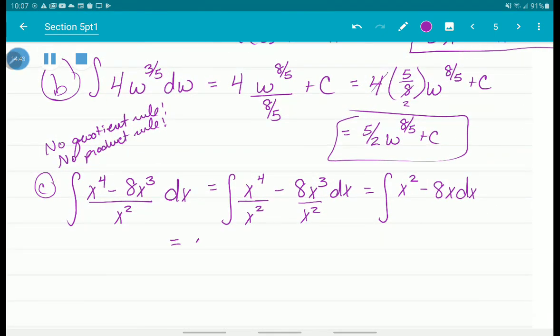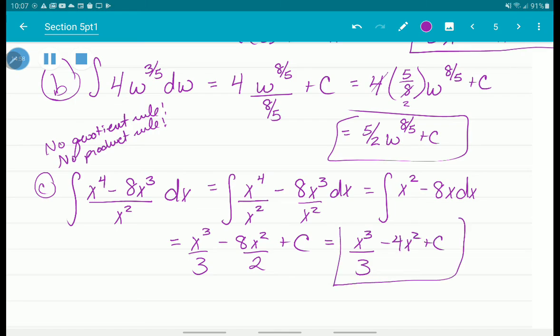So integrating x squared gives us x cubed over 3. Integrating x gives us x squared over 2. We can rewrite this as x cubed over 3 minus 4x squared plus c. And there's our final answer.